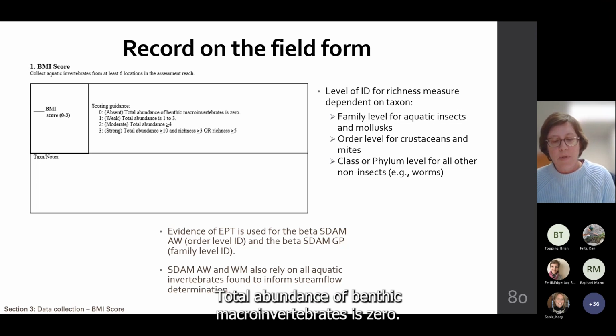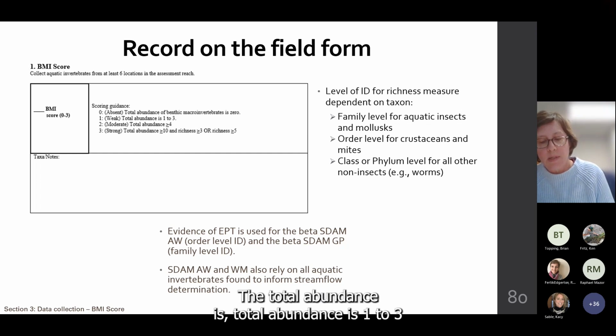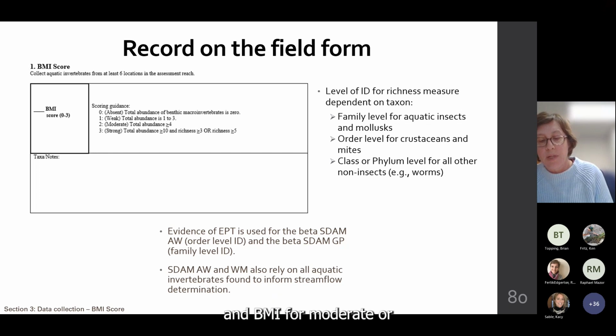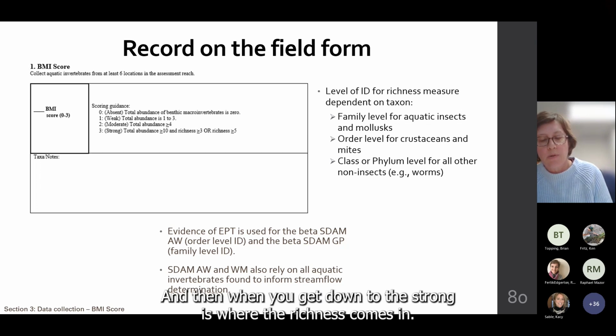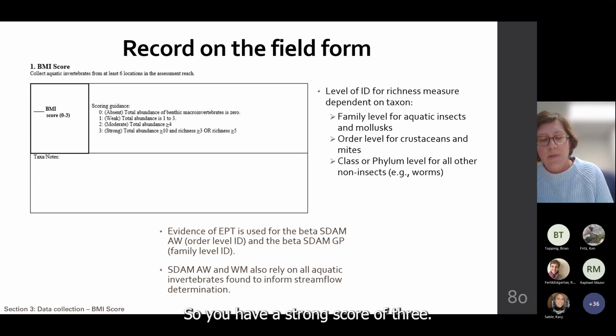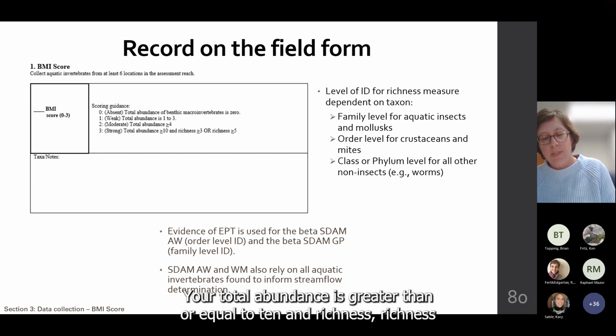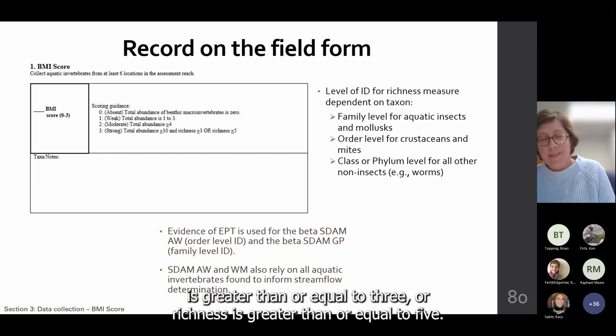0 is absent. Total abundance of benthic macroinvertebrates is 0. Weak is a 1. The total abundance is 1 to 3 in BMI. For a moderate or level 2, total abundance must be greater than or equal to 4. And then when you get down to the strong is where the richness comes in. So if you have a strong score of 3, your total abundance is greater than or equal to 10, and richness is greater than or equal to 3, or richness is greater than or equal to 5.